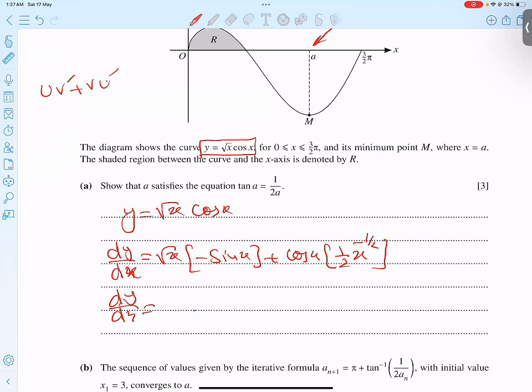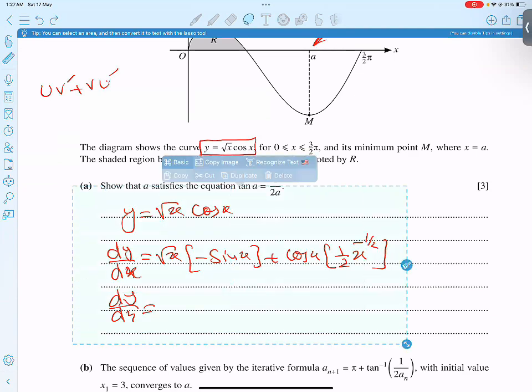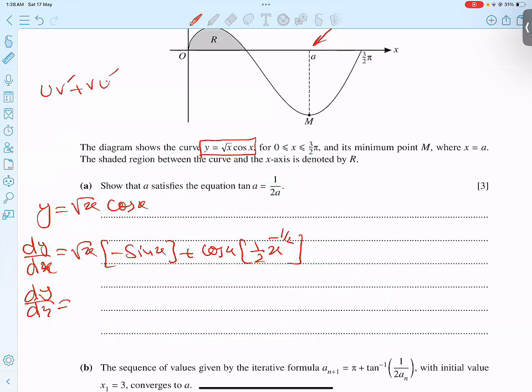So I get it, because ultimately I need a tan. How is it possible to do it? So first of all, what I'm going to do, this is a negative root x into sine x, and this I bring in the denominator. So I get cos x over 2 root of x.